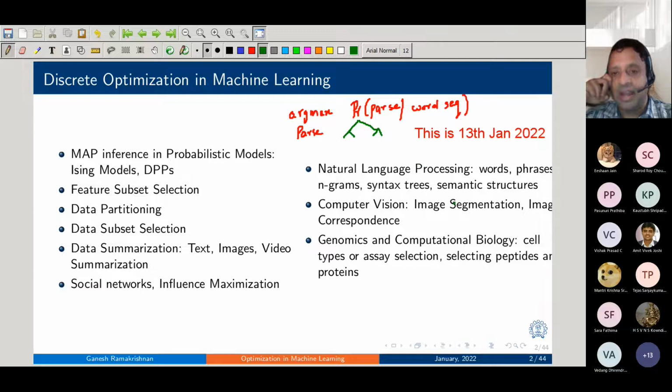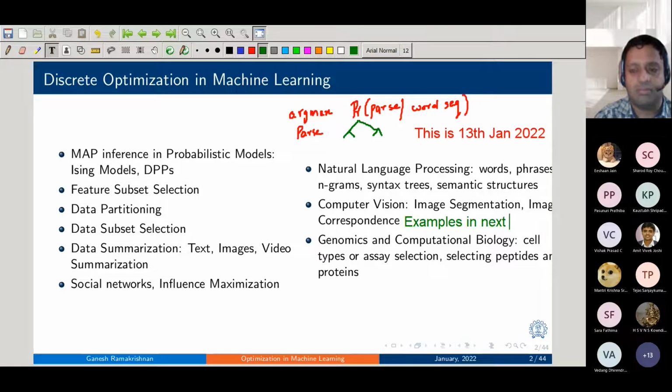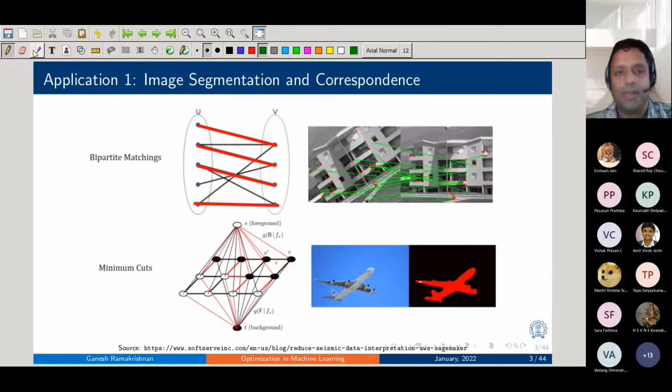In computer vision, I'll give examples of image segmentation and image correspondence. Those are examples coming up. Okay, with this, let's move on. Again, as always, please feel free to ask questions. The first is image segmentation, and then there's a related problem of image correspondence. But let's begin with the second problem here, this minimum cut problem, which I mentioned here.